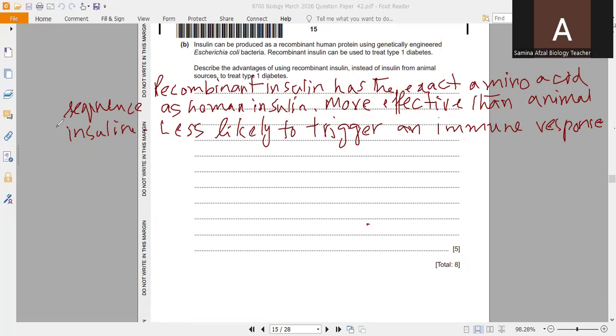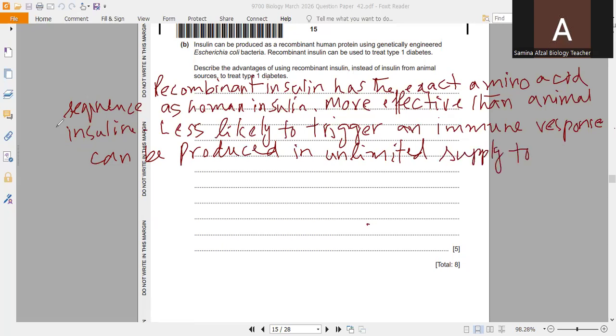It can be produced in unlimited supply to meet the demand.